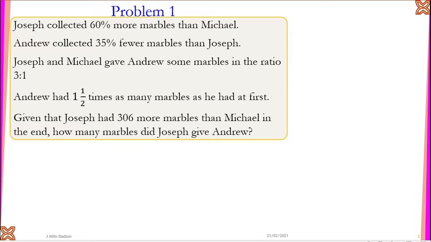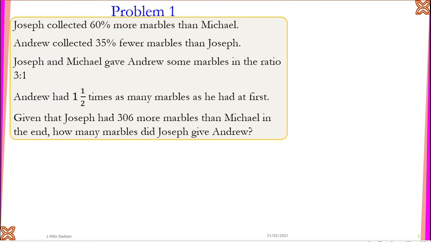Problem 1. Joseph collected 60% more marbles than Michael. Andrew collected 35% fewer marbles than Joseph. Joseph and Michael gave Andrew some marbles in the ratio 3:1. Andrew had 1.5 times as many marbles as he had at first. Given that Joseph had 306 more marbles than Michael in the end, how many marbles did Joseph give Andrew?